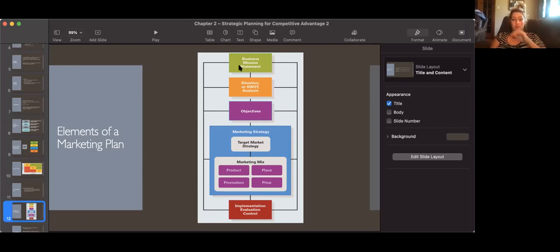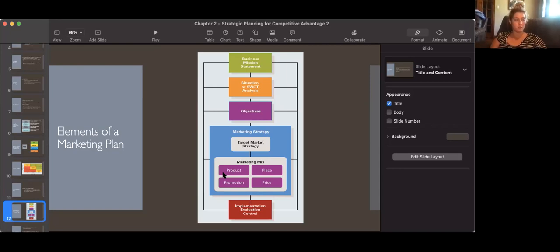So you'll see we start here with a business mission statement, a situation analysis, or a SWOT analysis. Sometimes people do both, objectives. And then you have this pretty blue box. This one is in a pretty blue box for a reason. There is a target market strategy. Remember I said our golden rule is, who is your audience? You have to know who you're talking to, who your target market is, in order to employ what we call the marketing mix. The marketing mix, also known as the 4 Ps, you will hear that discussed a lot.